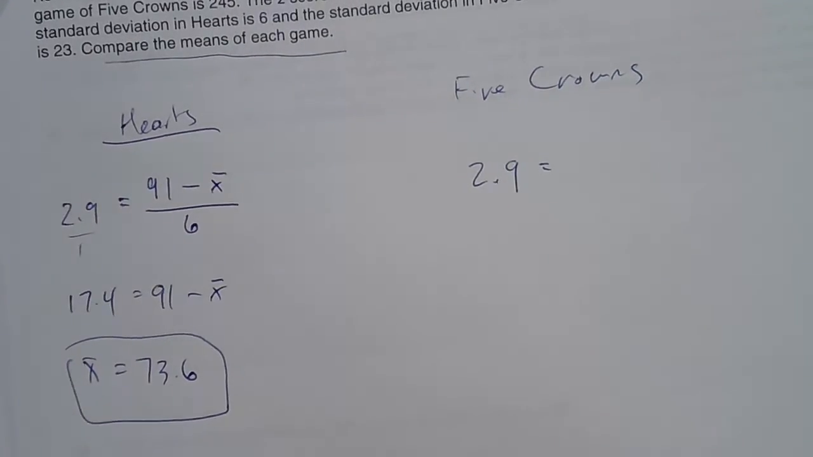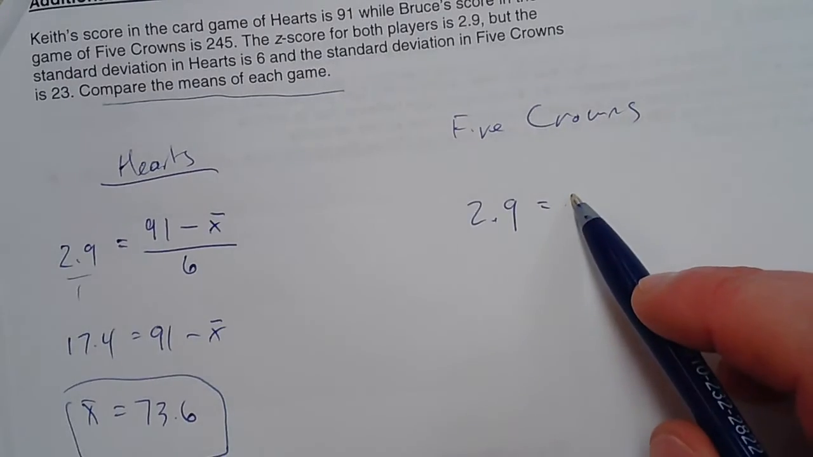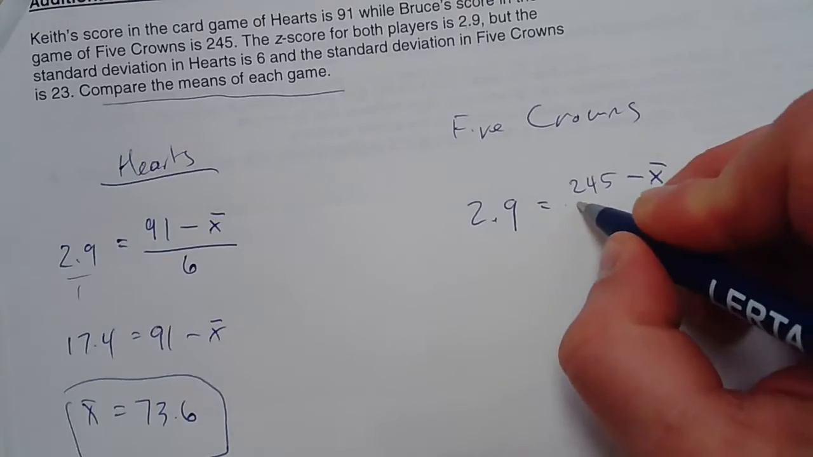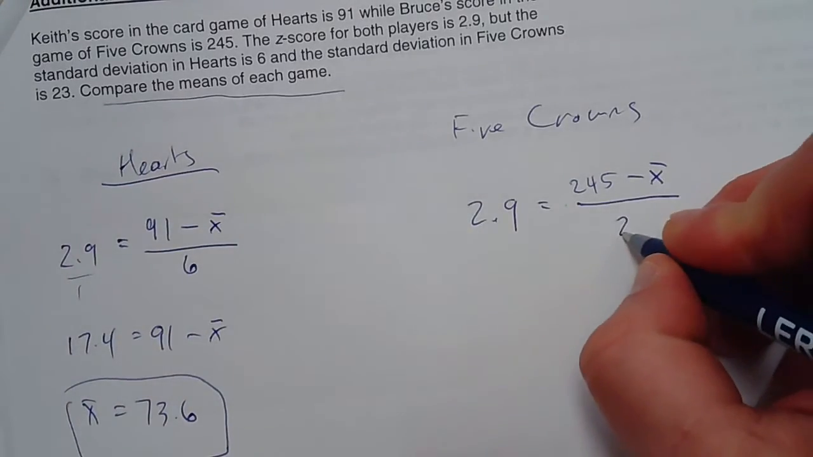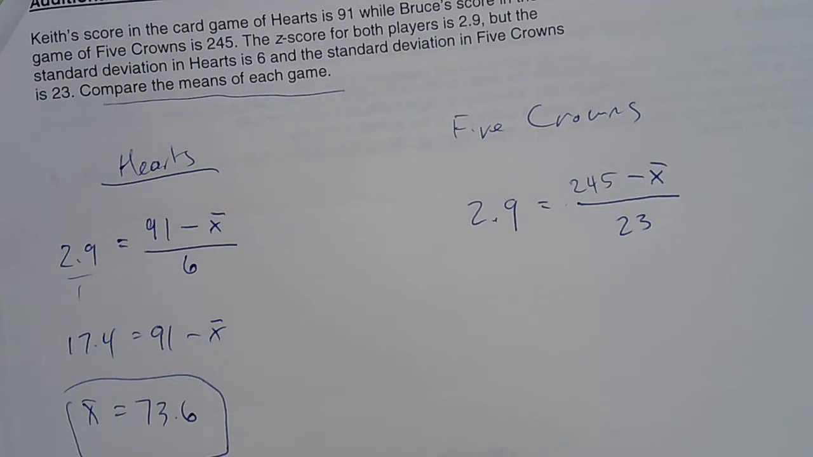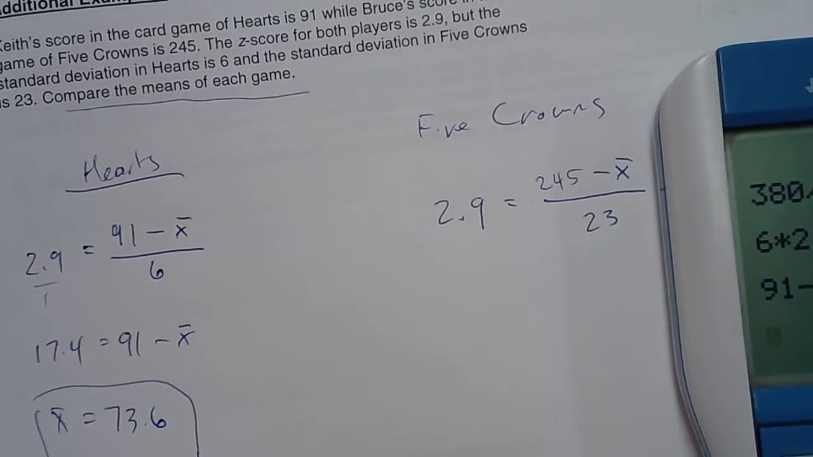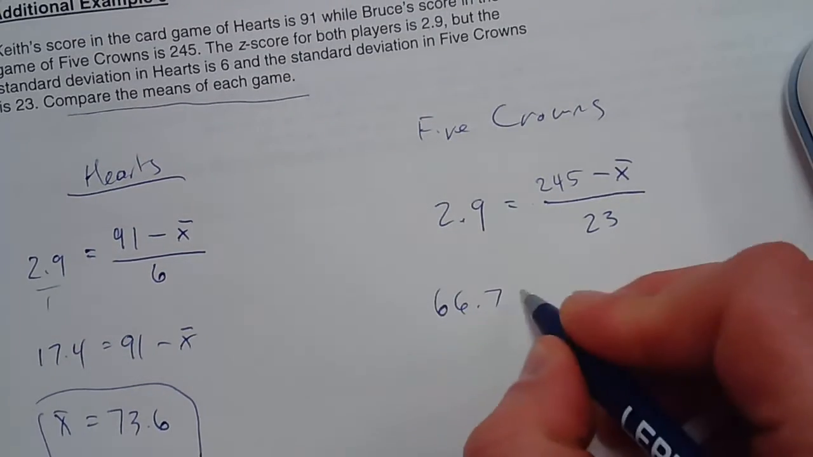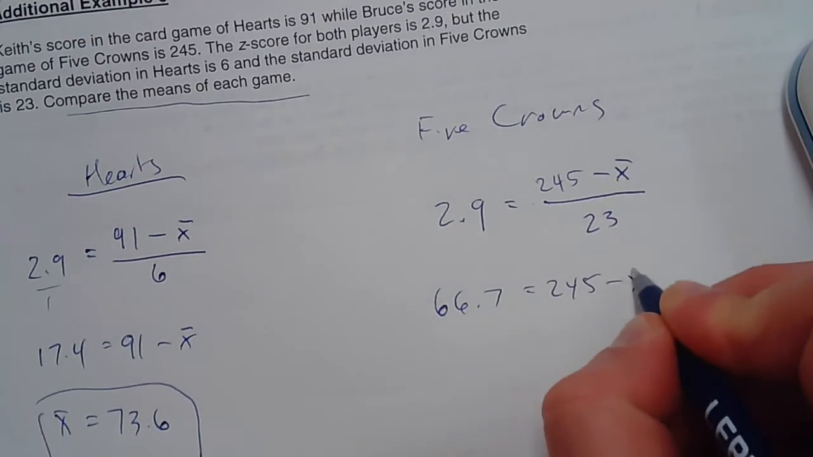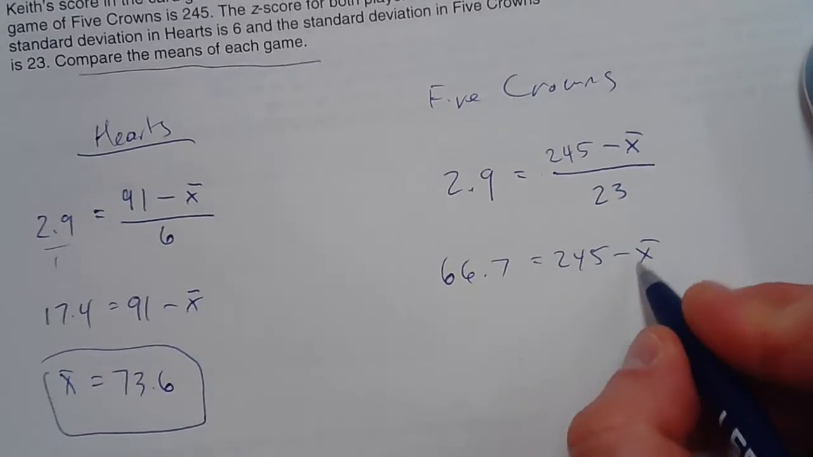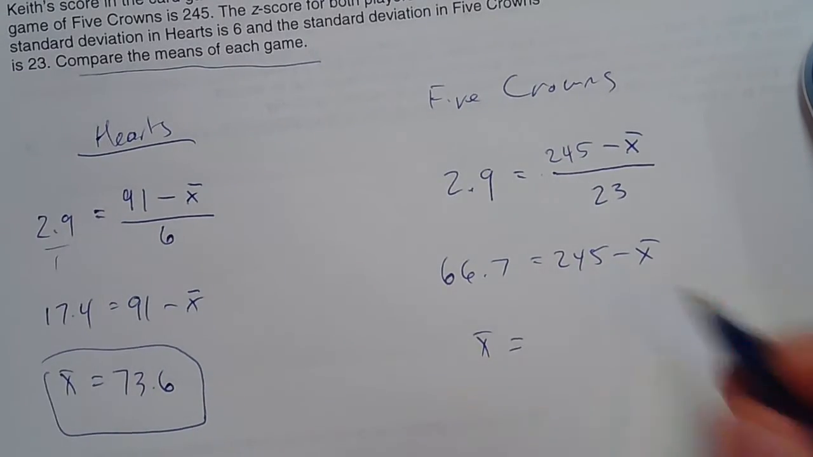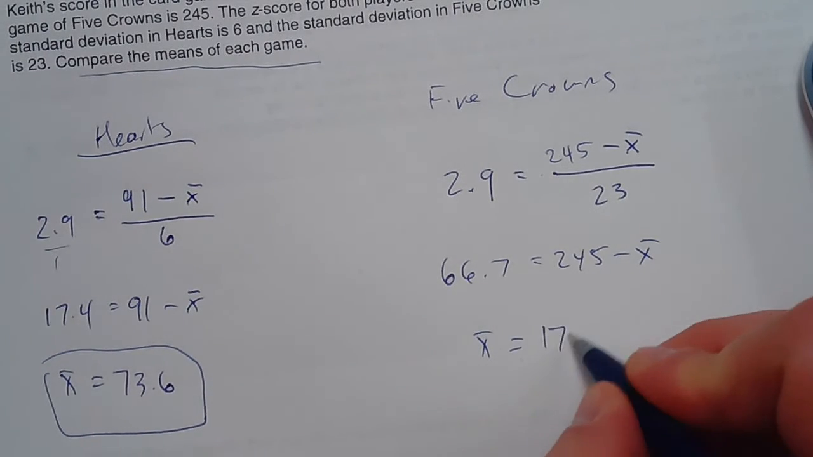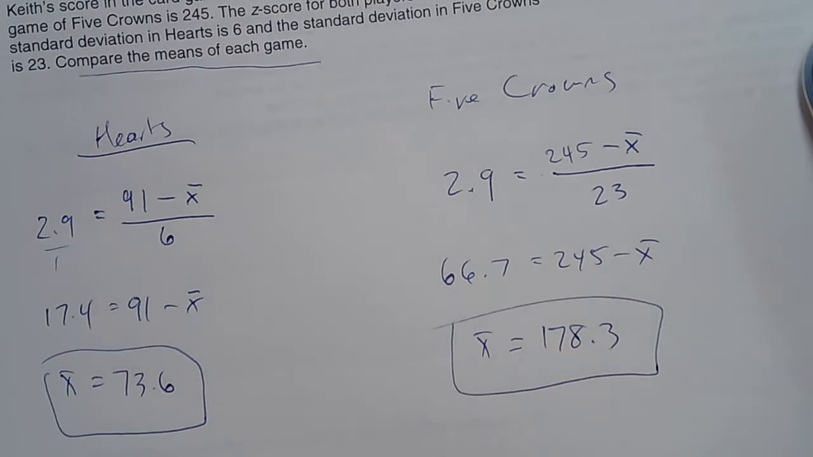And we would just do the same thing over here for the 5 Crowns game. The score that Bruce got was 245. We're going to subtract the unknown mean over the standard deviation of 23. Same process, just different numbers. So we'll cross multiply the 23 and the 2.9. Gets a 66.7 equal to the 245 minus x bar. And just like the last problem, add the x bar over, subtract the 66.7 from the 245. And I get 178.3. And there we go.